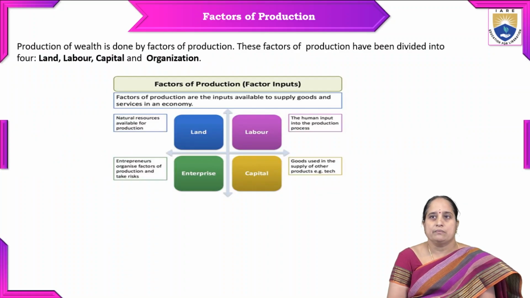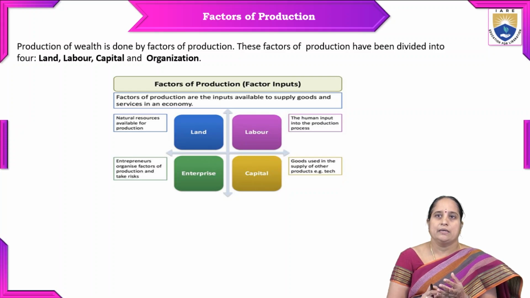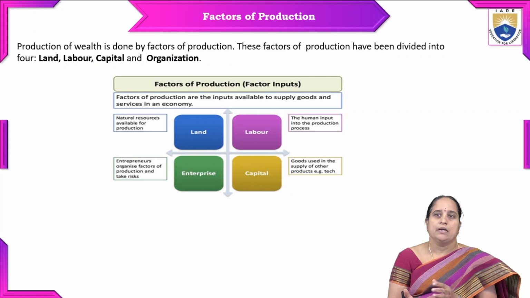Then coming to the factors of production. So what are the factors of production? Production of wealth is done by factors of production. These factors of production have been divided into land, labor, capital and organization. So these four are known as factors of production. These are the inputs we are going to utilize in the production process. In return, we are going to generate some output. It may be in tangible or intangible form.